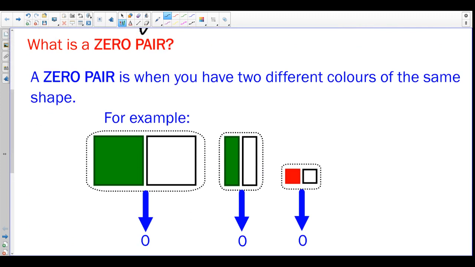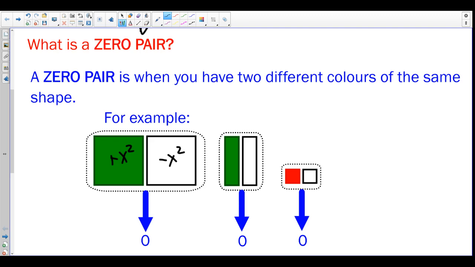A zero pair is when you have two different colors of the same shape. For example, if you have a big green square and a big white square, basically what that means is you have a positive x squared and a negative x squared, and as we know, positive 1 and negative 1 add to give you 0. So that's why it's a zero pair. If you add them together, you get 0.